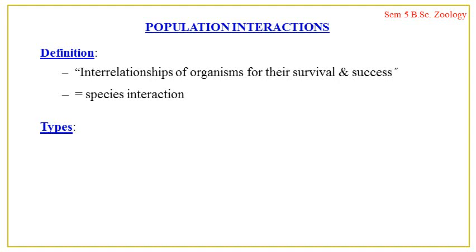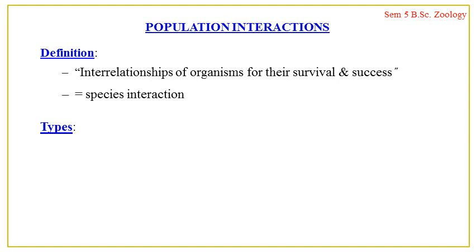So organisms are associated and interrelated with one another, and their survival depends upon these interactions. So put into a simpler term, it is species interactions. So interactions between members of a species or between members of two different species. So it is actually population interactions. It is actually the interrelationship and interactions between organisms of a population for their survival. And these interactions may be between individuals of the same species or between individuals of two or more species, right?